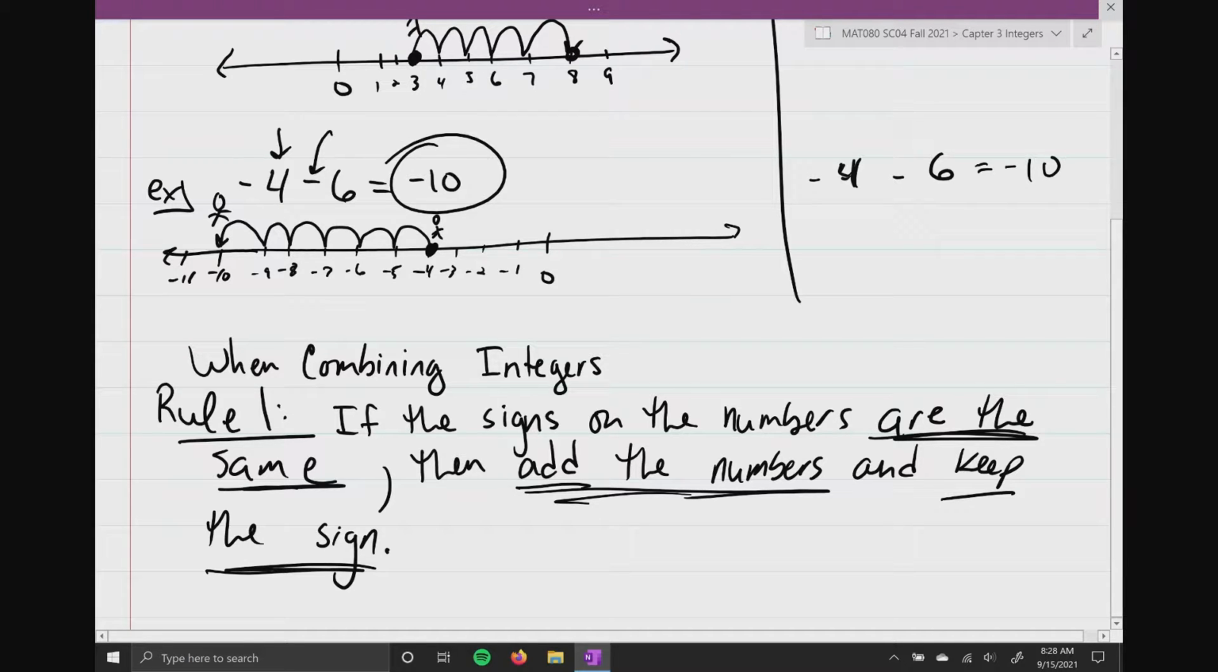Because here's what's nice. If our problems are always these very small numbers, then we can always do a number line and draw a little stick figure and make them walk back and forth on the number line. But the problem becomes, what if the numbers get large? Do you want to draw number lines your whole life? No, you want a rule that simplifies everything. So with the first rule, here's what we're saying. When you have two numbers or more, but let's just go with two, if the signs of the numbers are the same, then you add the numbers and keep the sign.